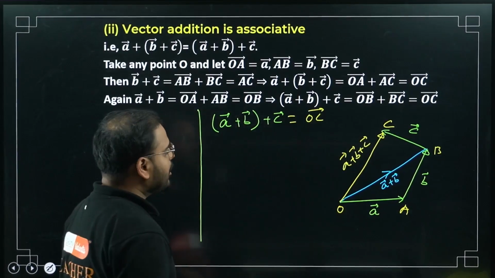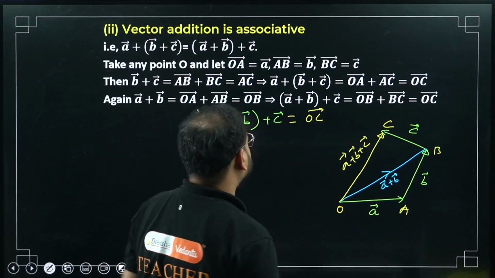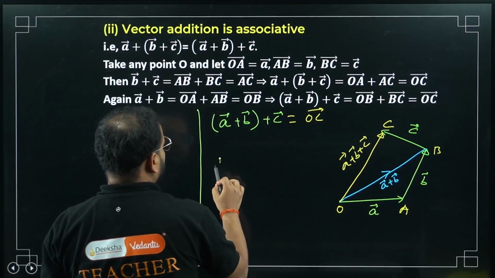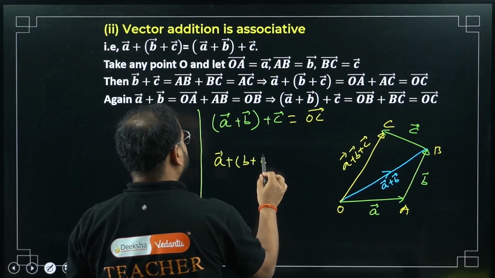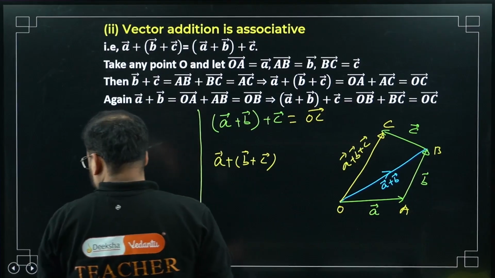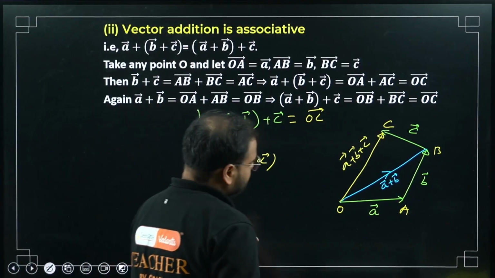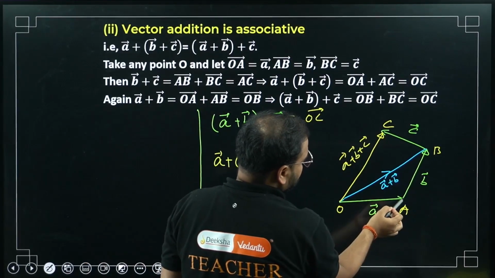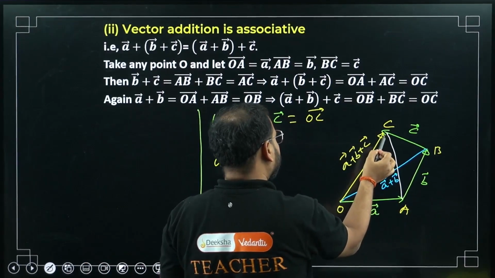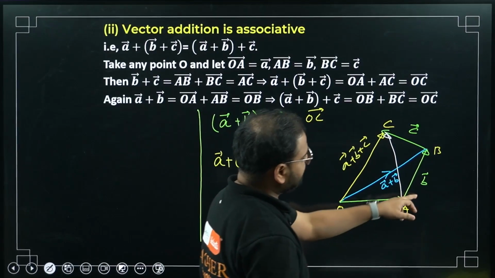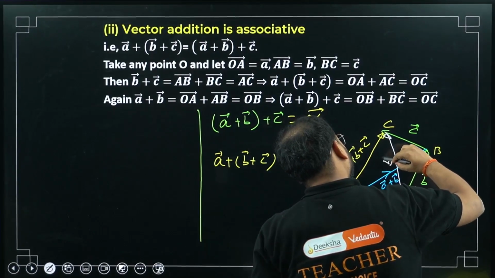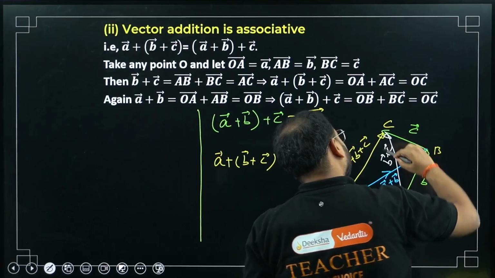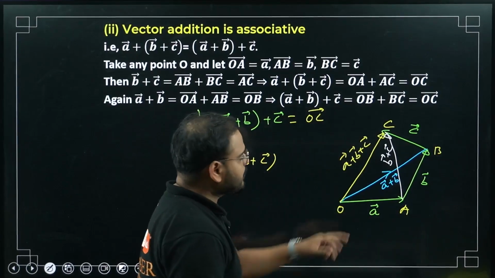OC is the answer. Now I'm going to take a case where I add B plus C first, keeping A outside. If I add B plus C first, the triangle will be over here. This is the triangle, B plus C. What's the result for this white line? It's going to be B plus C.